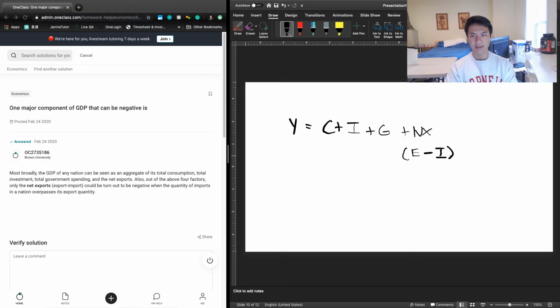Government spending, again, is a positive count. Government will always spend. Keep in mind that this isn't net government spending, so government spending minus tax revenue or anything.